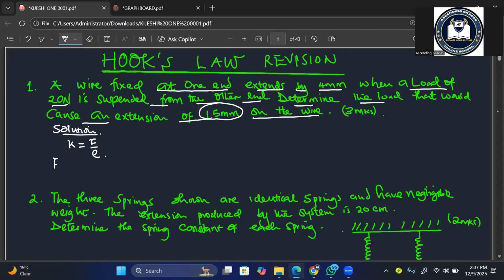So our force is of 20 newtons. Then our extension here is of 4 millimeters. So remember to work this one while it is in SI units. So you divide this one by 1,000. So it will be 0.004 meters.